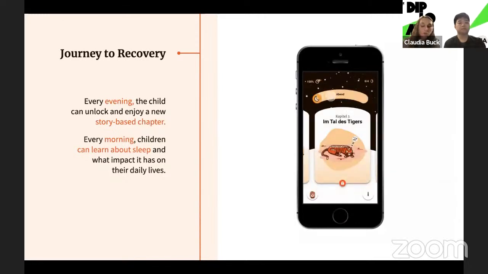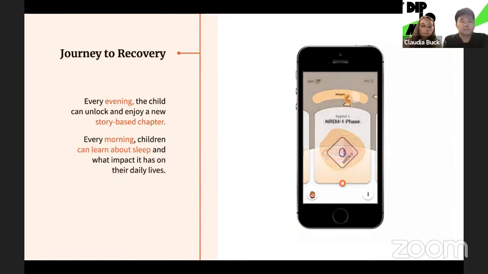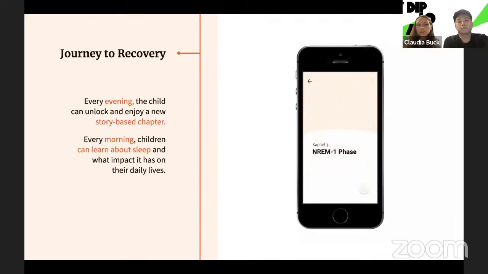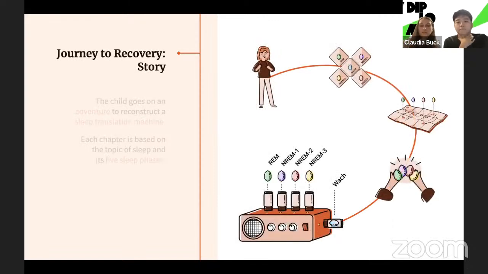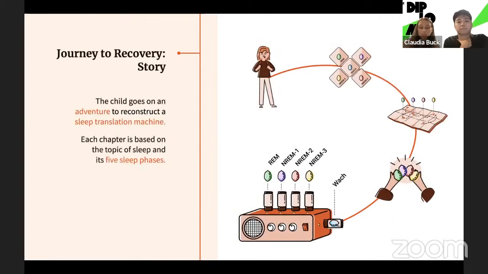So in the morning, then, they can also access an informative chapter in which they can learn something about sleep and how it affects their everyday lives. In terms of the story, the child goes on an adventure to reconstruct a sleep machine. For this, they have to overcome various challenges and collect 5 different crystals, which represent the 5 sleep phases which our brain goes through while sleeping. So the narrative and the informative chapters are always linked, which means that the sleep education always refers to what was addressed the night before or the evening before.